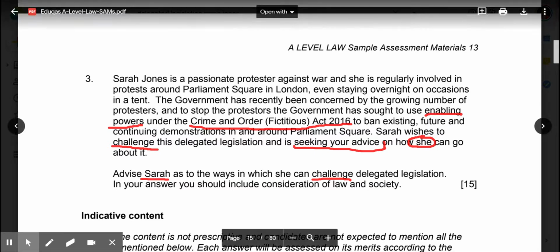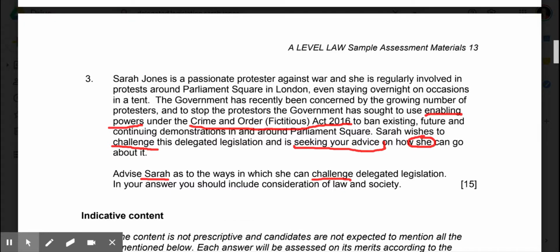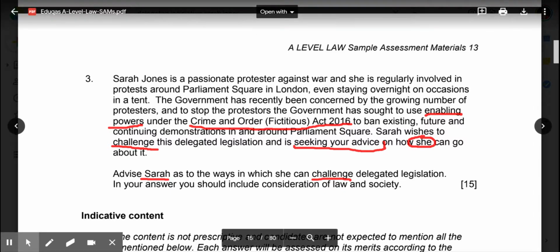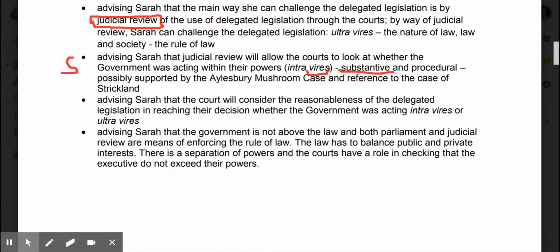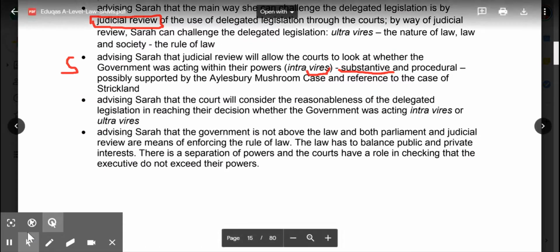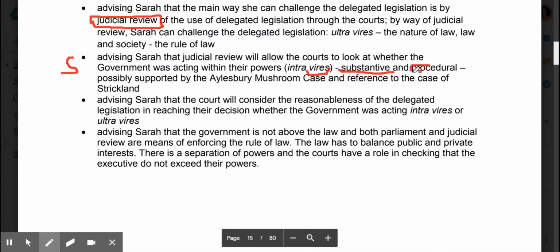It appears that it allowed them to ban existing, future and continuing demonstrations, which they have. So Sarah cannot use substantive ultra vires. Procedural ultra vires, we're going to state what procedural ultra vires is. So we're going to state this. We're going to explain in a case like the Aylesbury mushroom case.